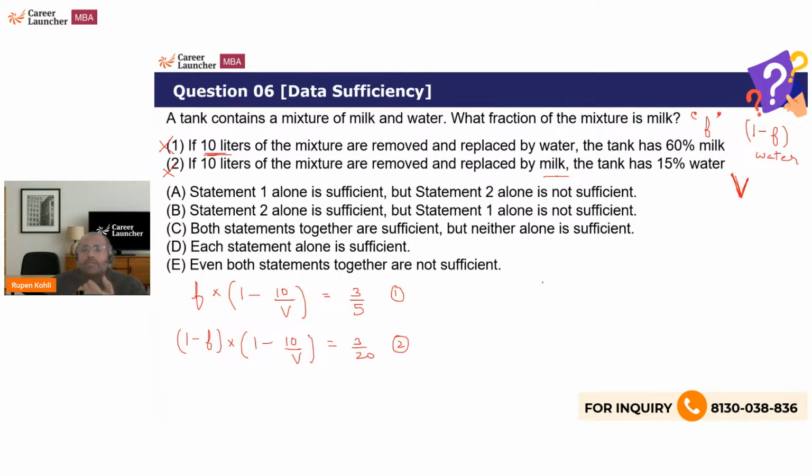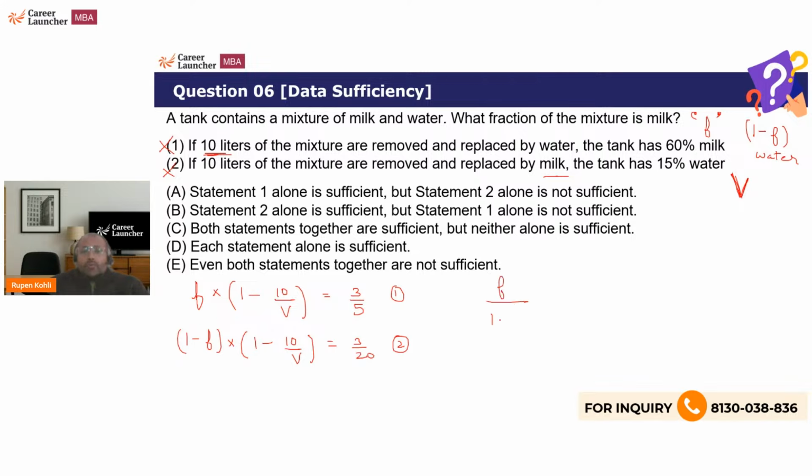Dekho, what happens is, what if you get the value of f to be invalid, something like f is 1.2, right? So the equations should give us a valid answer, that you need to check. We know we can solve, but are we getting a valid answer? For that, just calculate the value, right? So divide the two equations, because clearly 1 minus 10 by v will cancel.